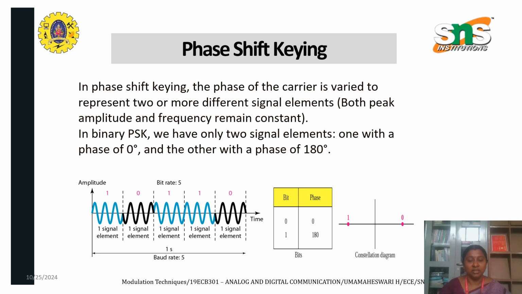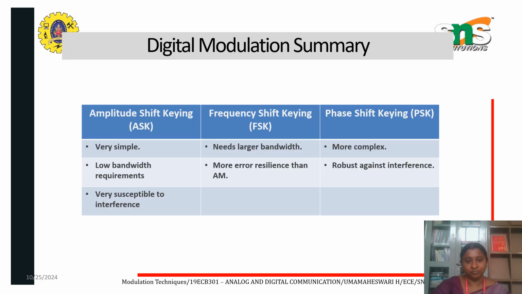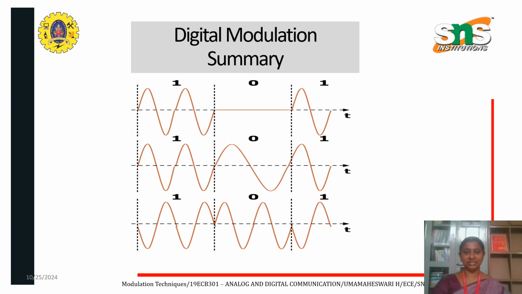Phase shift keying: the phase of the carrier is varied to represent two or more different signal elements. Both peak amplitude and frequency remain constant. In BPSK we have only two signal elements, one with a phase of 0 and the other with a phase of 180 degrees. When we compare phase shift keying with ASK, PSK is more complex and it is robust against interference. So this is the digital modulation summary.